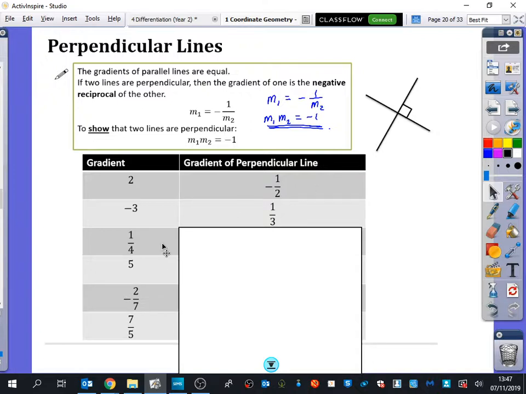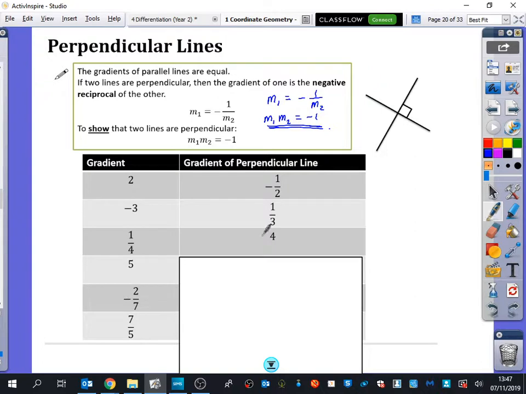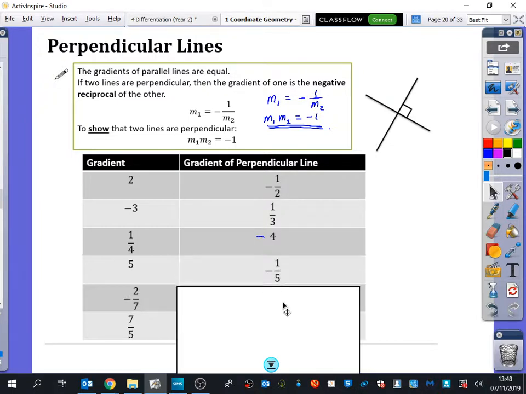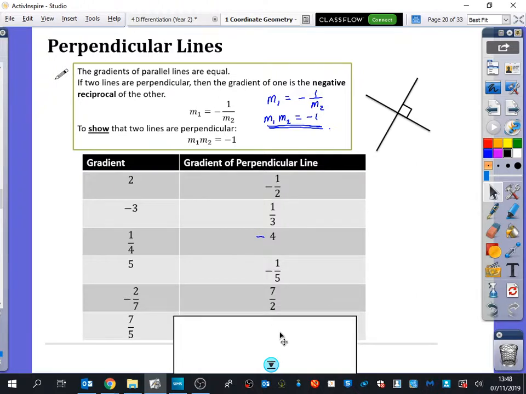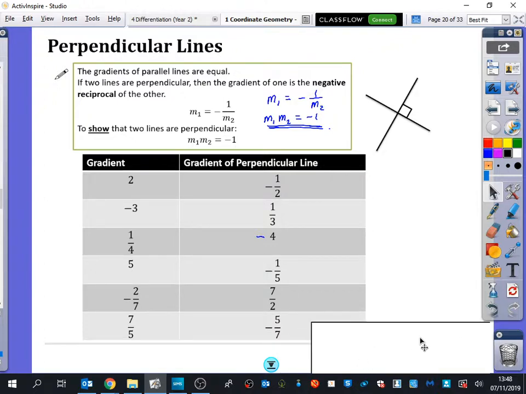Red one, what would this one be? A quarter. Good, -4. You take the reciprocal and, oh, it should say -4 there. My mistake. 5, what did we say 5 was? -1/5. Take the reciprocal and make it negative. -2/7. Sharmin, what would be the perpendicular for that? Good, it would just be 7/2. Annarisa, 7/5? -5/7. Okay, so pretty straightforward for what our perpendicular gradients should be.